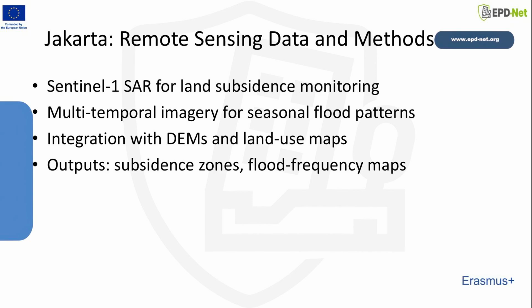These layers are combined with digital elevation models and land use or building footprint maps to understand where subsidence and flood hazard overlap with densely populated or strategically important areas. The resulting products include subsidence zoning maps and flood frequency maps that can be incorporated into risk assessments, land use plans and investment strategies for drainage, dikes and relocation programs.